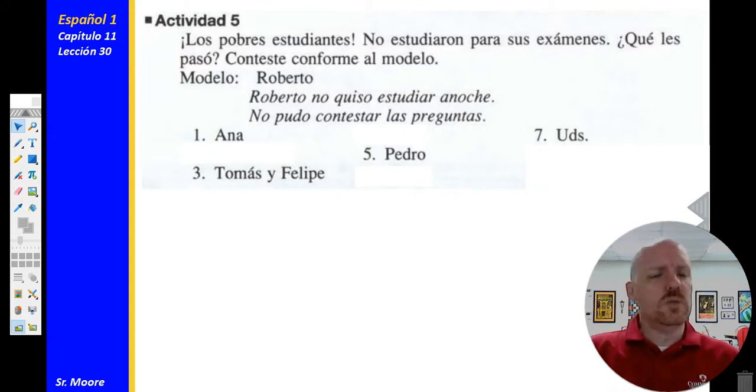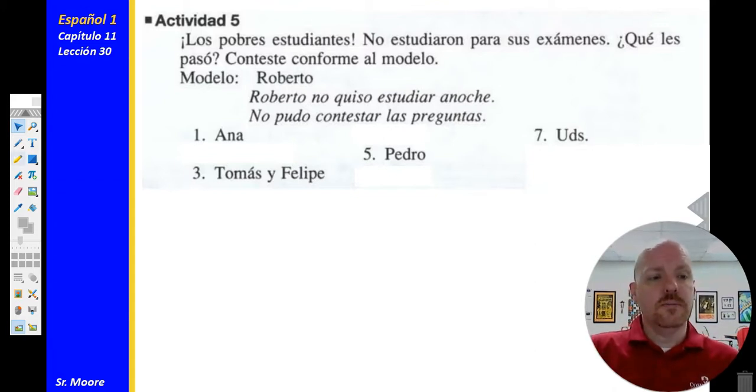Actividad 5. Los pobres estudiantes, the poor students, no estudiaron para sus exámenes. They did not study for their tests. Tragic. ¿Qué les pasó? What happened to them? Well, I can tell you what happened to them, probably, if they didn't study for their tests. Conteste conforme al modelo. Answer just like the model.